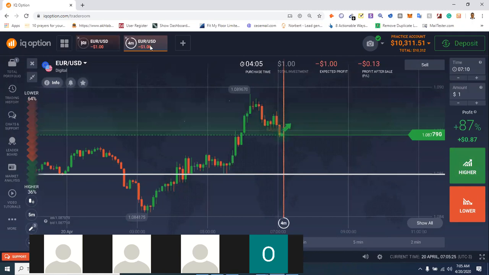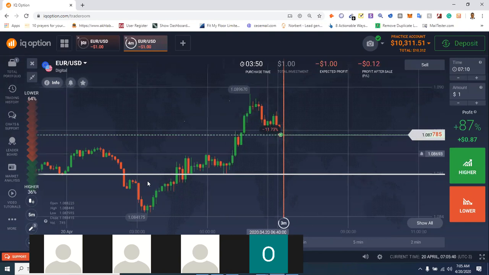Then you have another trade coming up here. Then you now change your time and you wait for 2 seconds. Once you have 2 seconds, you go the same direction. So what we do now is wait for another 5 minutes.